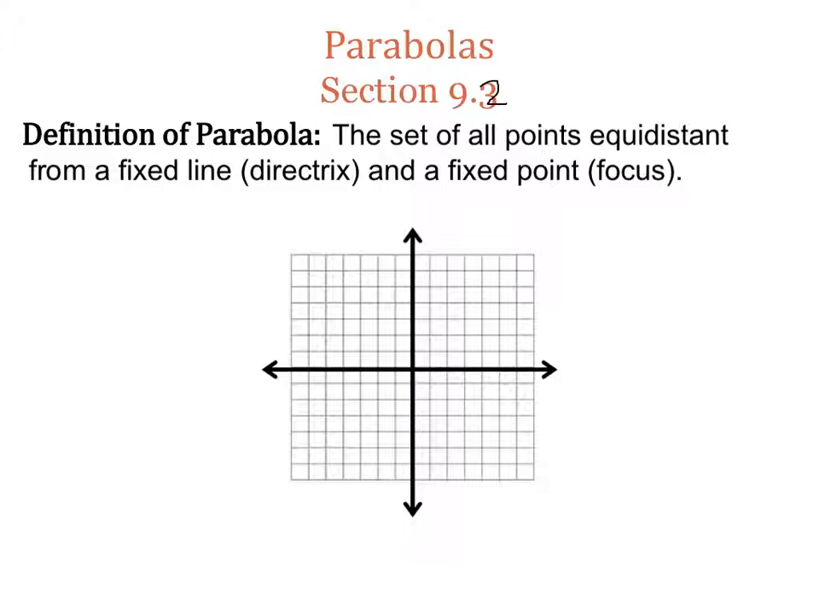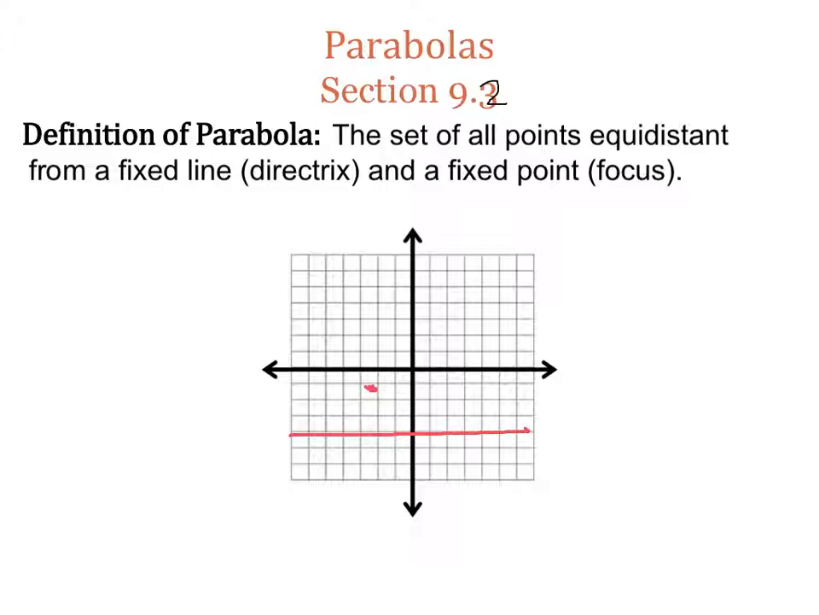By definition, a parabola is the set of all points equidistant from a fixed line called the directrix and a fixed point called the focus. So what we're going to do is begin with putting those two parts on our graph. Anywhere on your graph, I'd like you to put a horizontal line. Okay, that's going to be the directrix. And somewhere above it, I'd like you to put a dot.